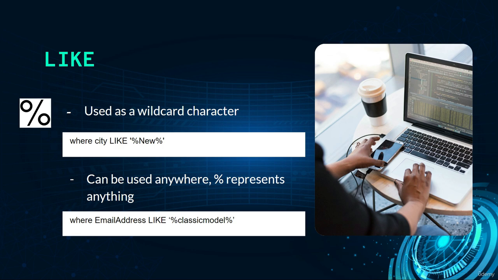So this query would return cities which have new in the name. And in the second example, it will contain any email address which has classic model in the name. So remember also that this could be used with upper or lower operators to ensure we capture a record with any mix of character cases.